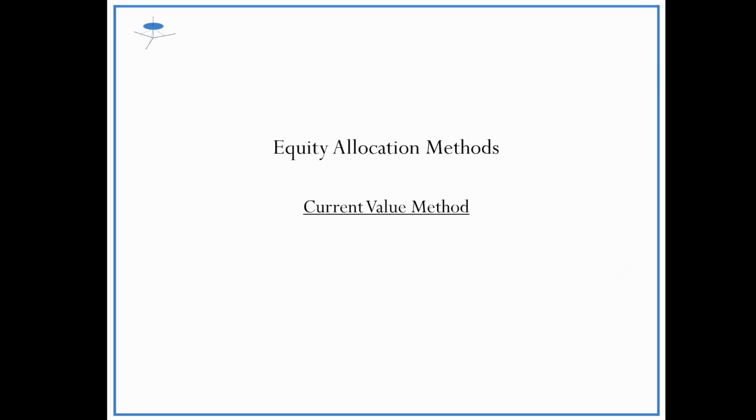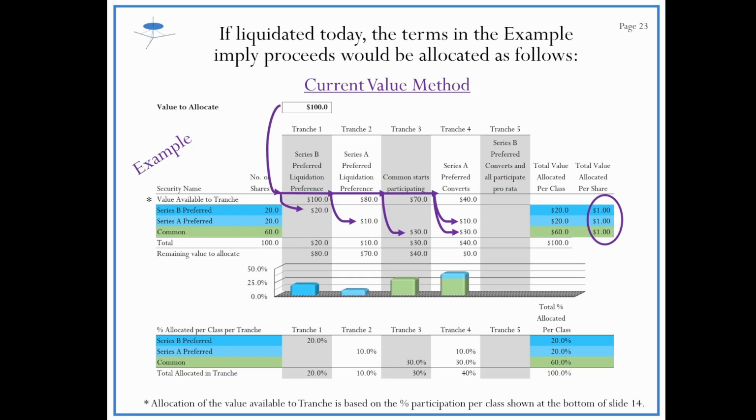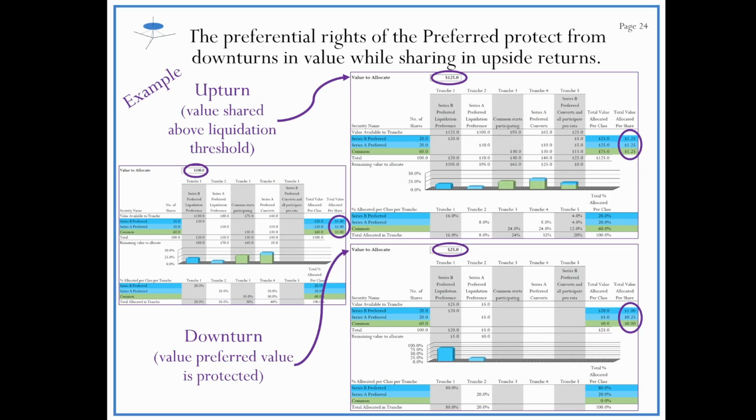The waterfall is helpful to understand the impact of the liquidation rights. However, modeling out specific proceeds is the only way to see how common will be impacted by the conversion rights of preferred and convertible notes. In this example, the $100 value allocated pays common $1 while we're returning only $1 to the Series B. Now let's compare this with a couple of extreme examples to examine the impact of these rights. Above $100, everyone gets the same, and all the world is right.